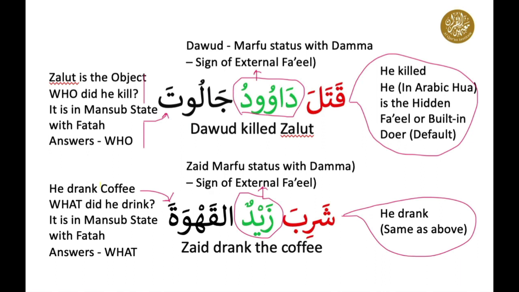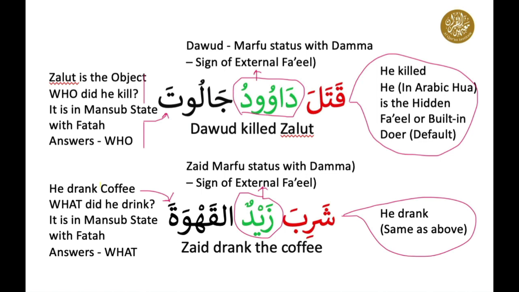Now, it will not be called he killed. It will be called Daud killed. Daud has taken over the position of the hidden fa'il. So external fa'il takes over the hidden fa'il's position.